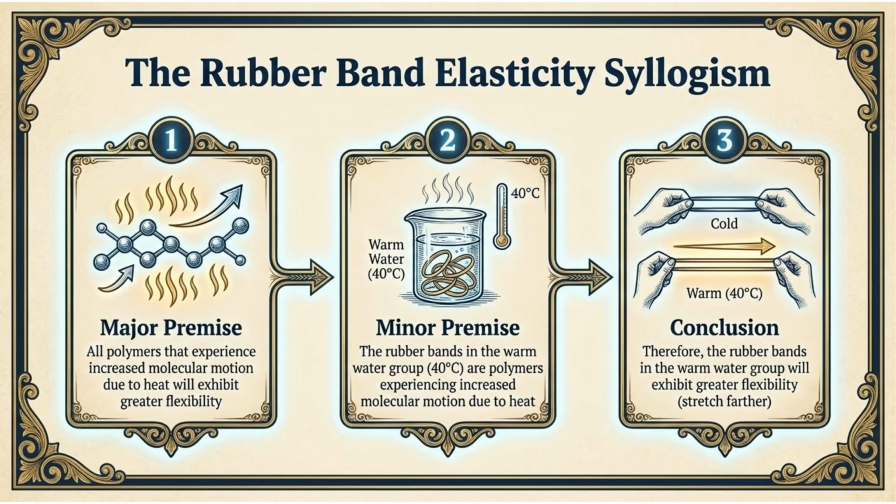Let's apply the syllogism to rubber band elasticity. The major premise is about how heat affects polymers. The minor premise identifies the experimental group as polymers subjected to heat. The conclusion is the predicted increased flexibility.